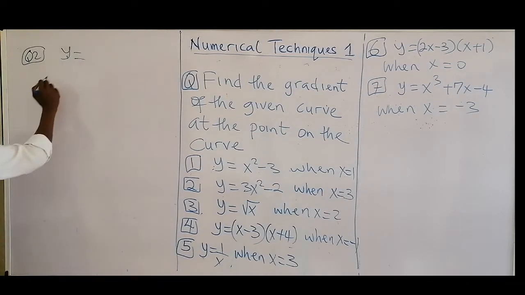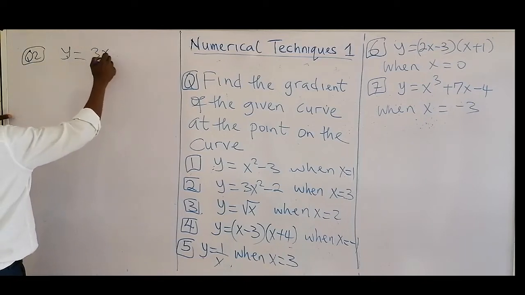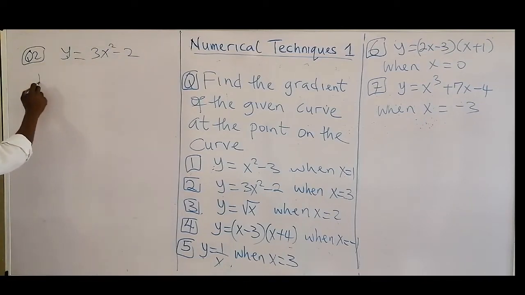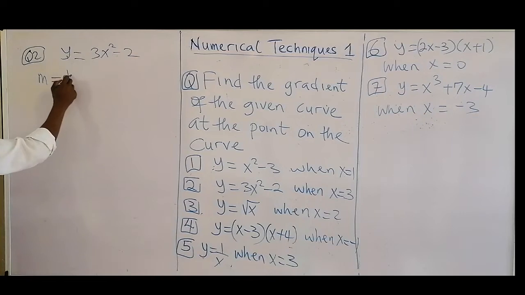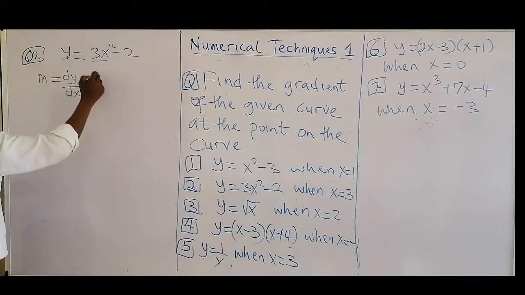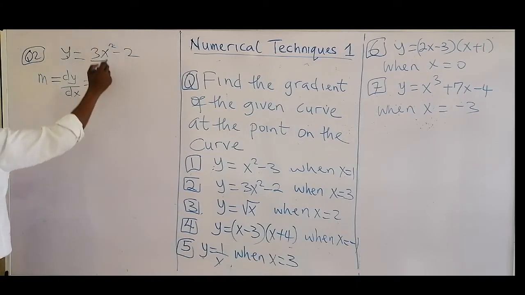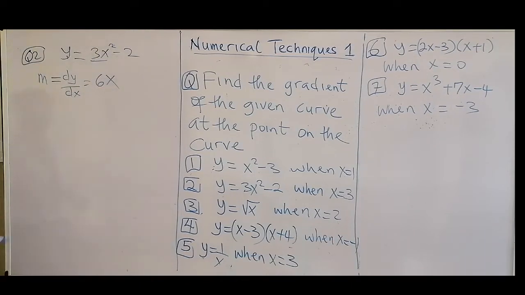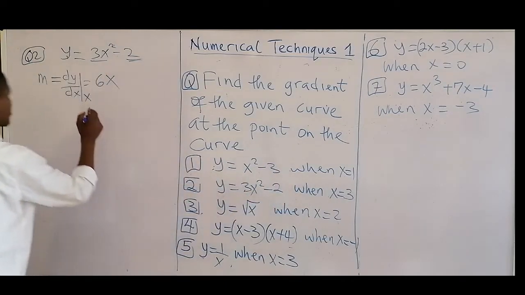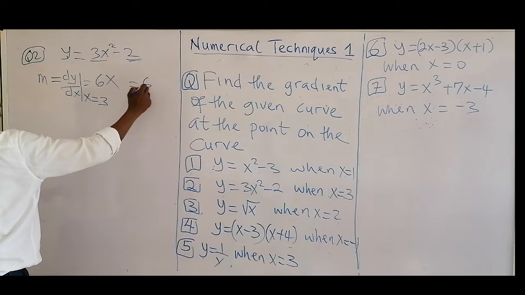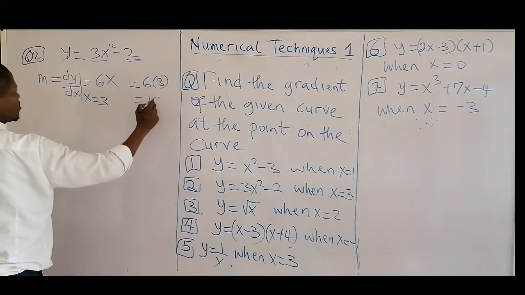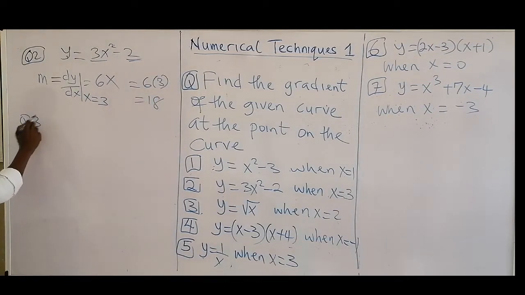Question 2. y is equal to 3x squared minus 2. So the gradient now is equal to dy dx. Differentiate this one: 2 times 3, that's 6, and then x to the power 2 minus 1, that's power 1. If you differentiate a constant, that'll be 0. So the gradient at s is equal to 3 will be 6 times 3, that's 18. That one is done.